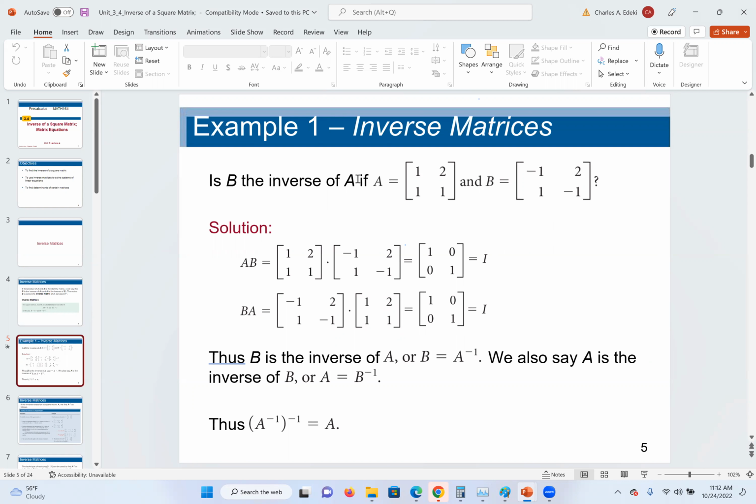Is B the inverse of A? Sorry, I'm using the term identity. Identity is the result we're going to get. So for example, if I have matrix A as 1, 2, 1, 1, matrix B as negative 1, 2, 1, negative 2. If I multiply these 2 matrices and they are inverse, I should get the identity matrix. I don't know if I answered your question.